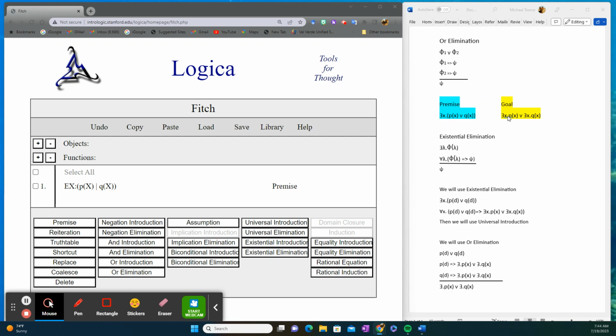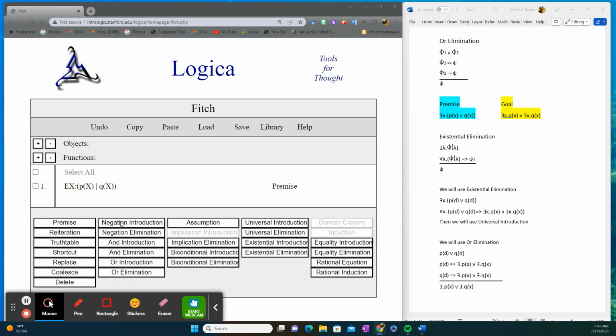And the goal was to prove that there's an existentially quantified P of X or existentially quantified Q of X. So we go from existentially quantified P of X or Q of X to existentially quantified P of X or existentially quantified Q of X.